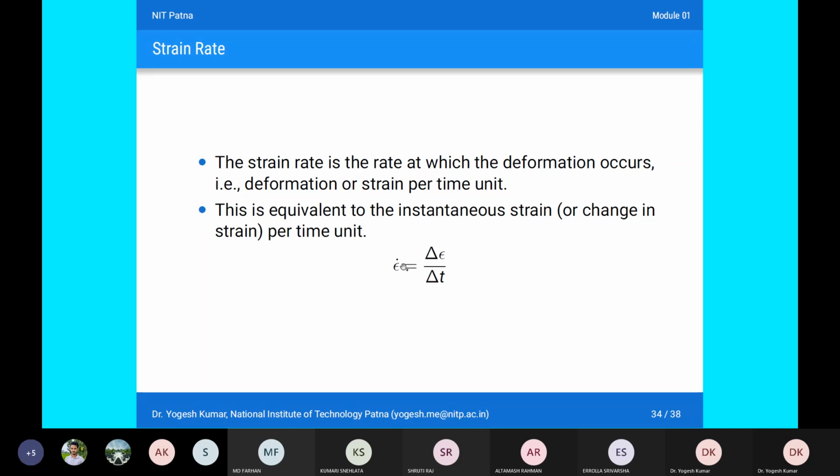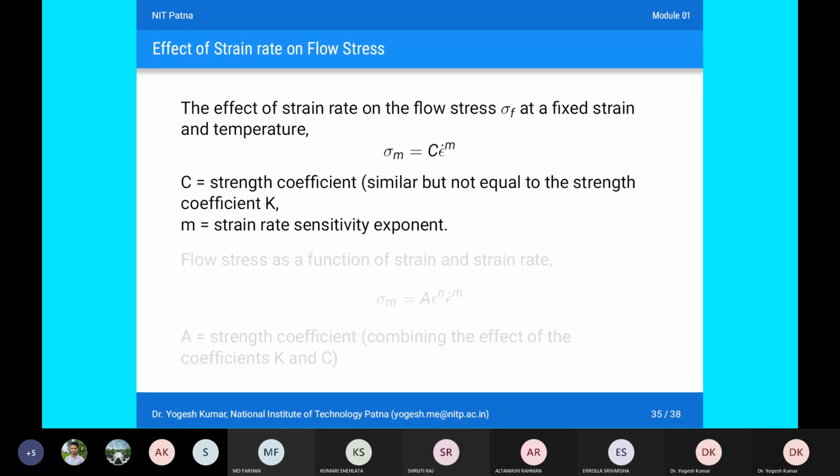This is usually denoted by epsilon dot equal to delta epsilon upon delta t. What is it denoting? It is denoting the change in strain, instantaneous strain, and the time interval. So this ratio gives you the instantaneous strain per unit time, or you can say strain rate. Why this strain rate is important, we will try to understand. So let us try to see the effect of strain rate on flow stress.